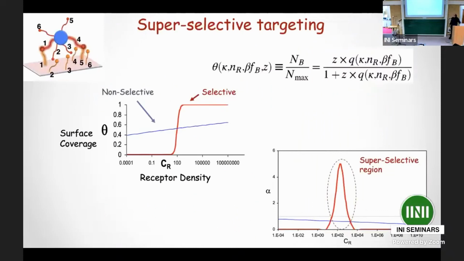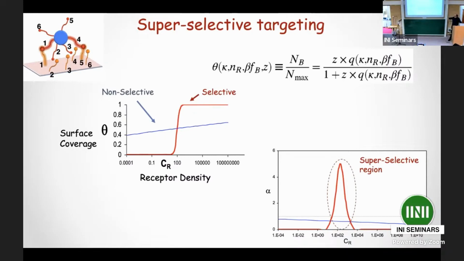Now, if I say super selective, what do I mean? Typically, the system that we studied is like a particle that has several ligands on its surface, and then there's a surface with several receptors, and the ligands can bind to the receptors.